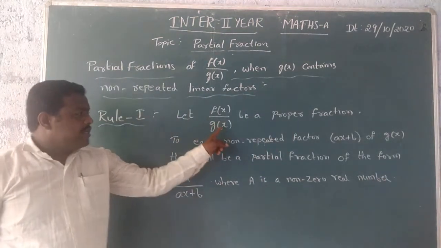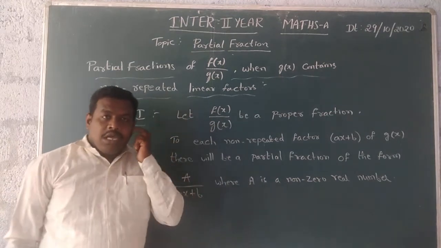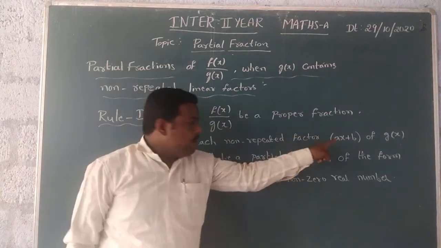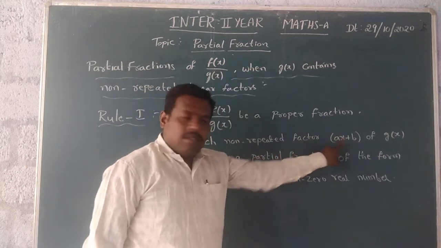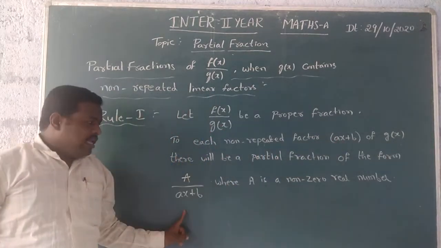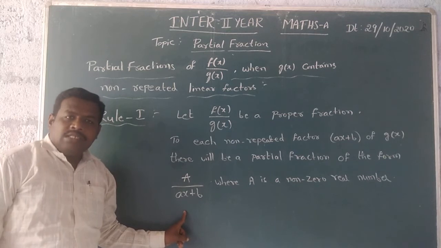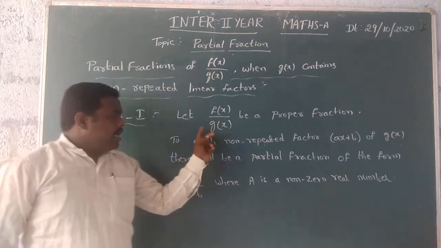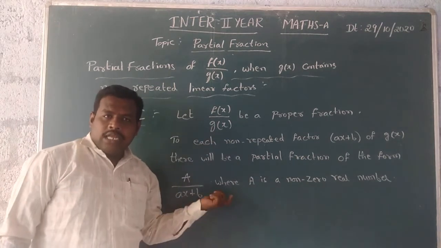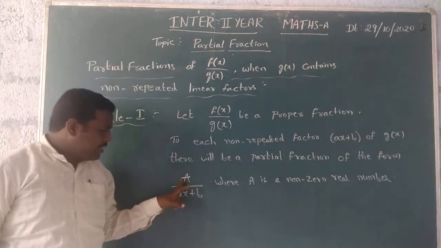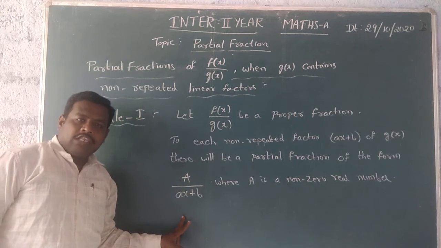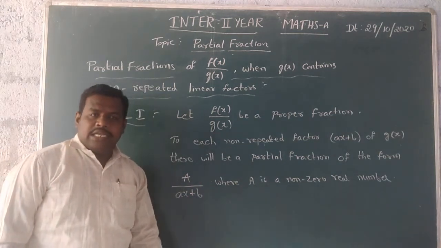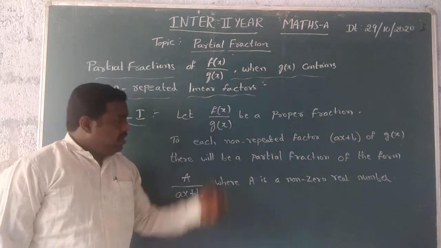So f of x by g of x is a proper fraction. g of x contains a non-repeated factor in the form of ax plus b. Then the partial fraction form is A by ax plus b. If the denominator has two factors, there are two partial fractions. The first fraction is A by ax plus b, the second one is B by cx plus d. Does everyone know that?